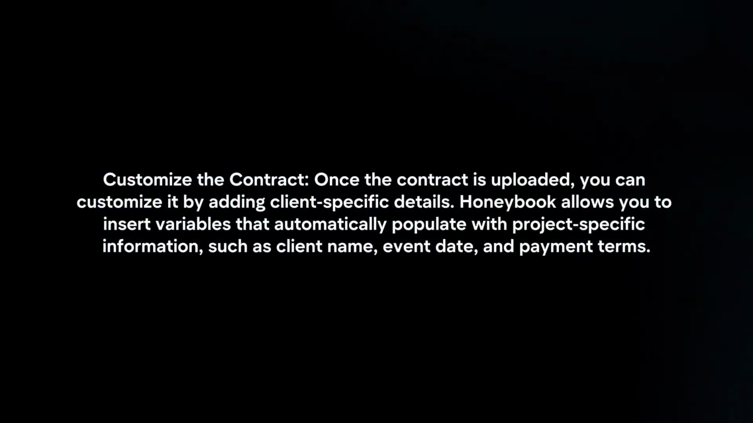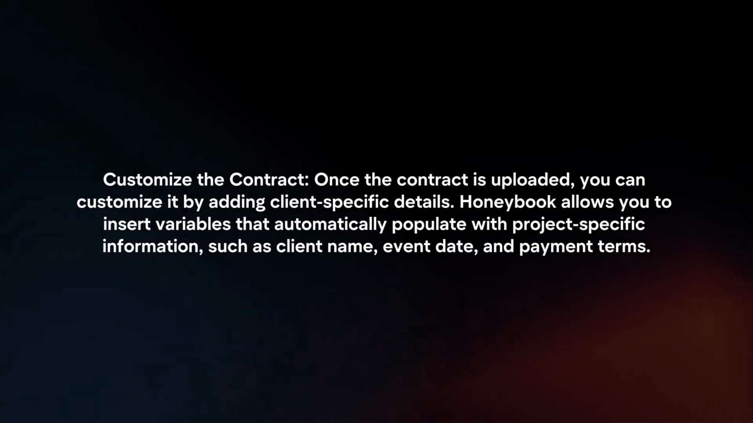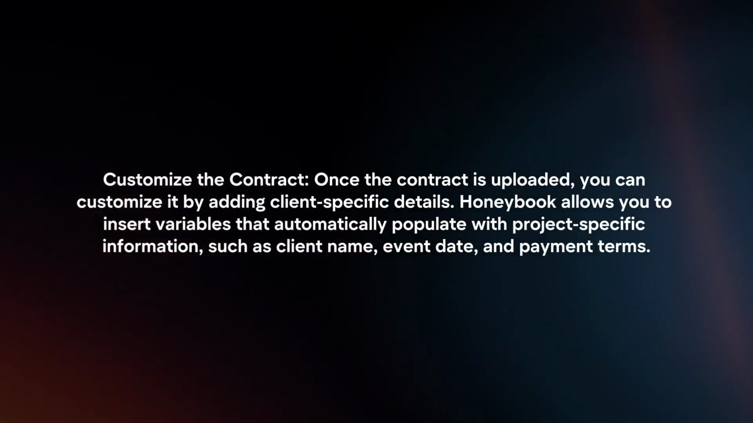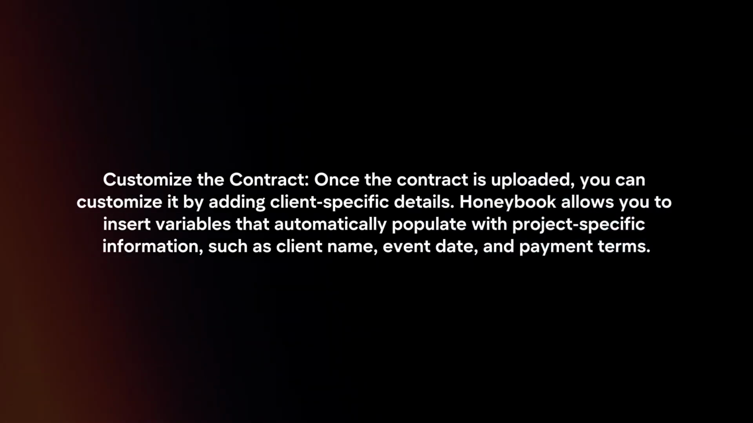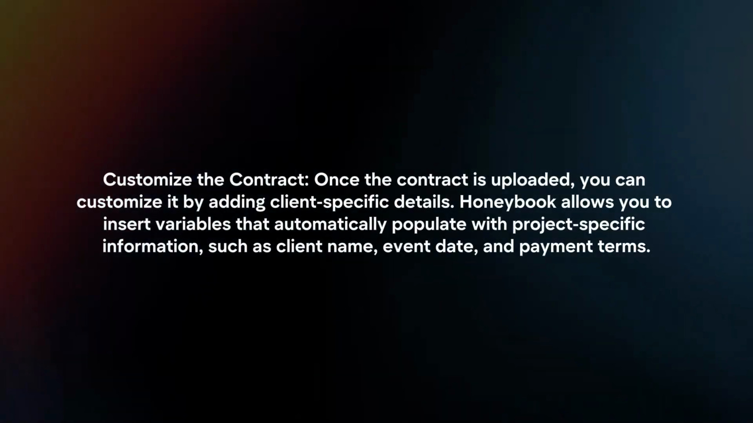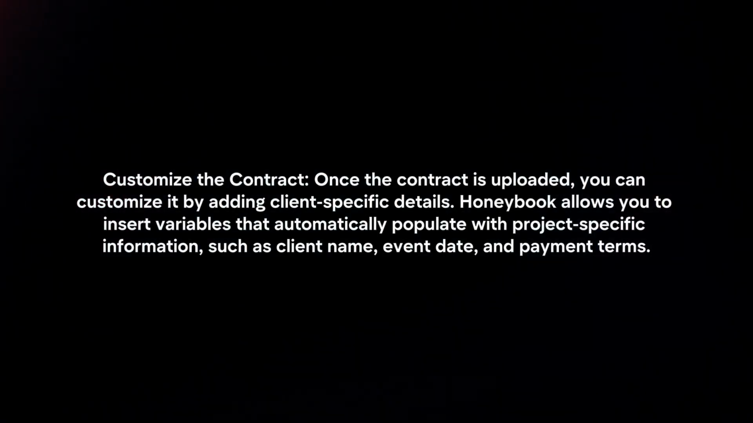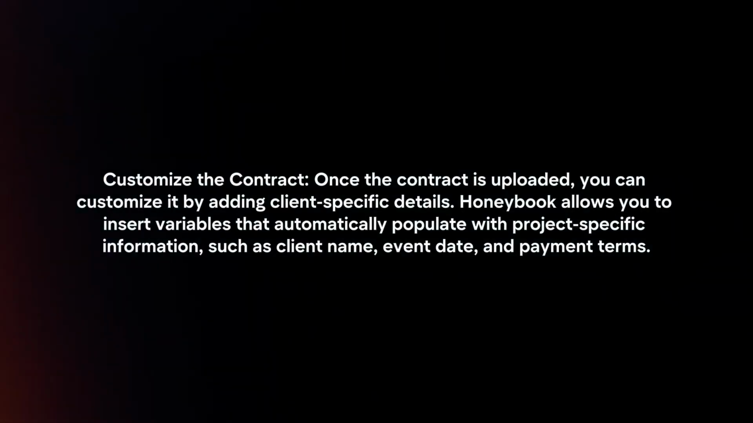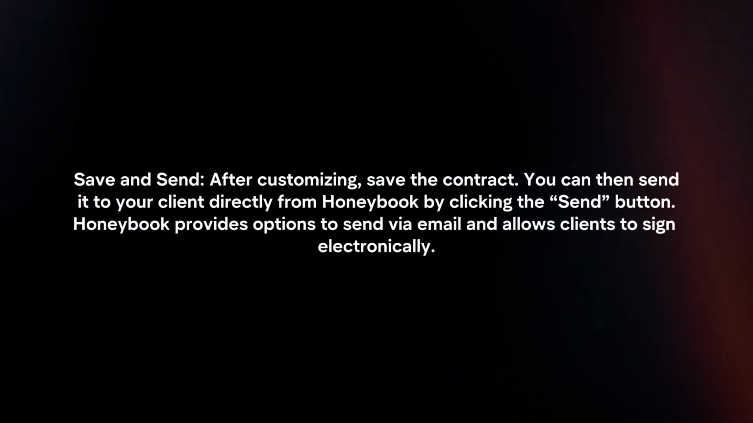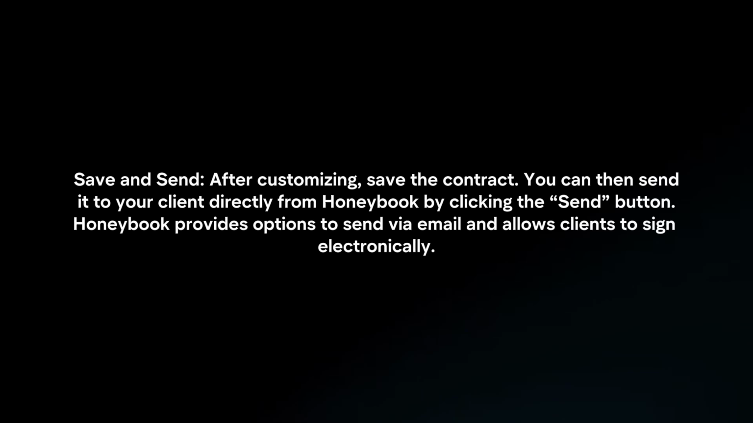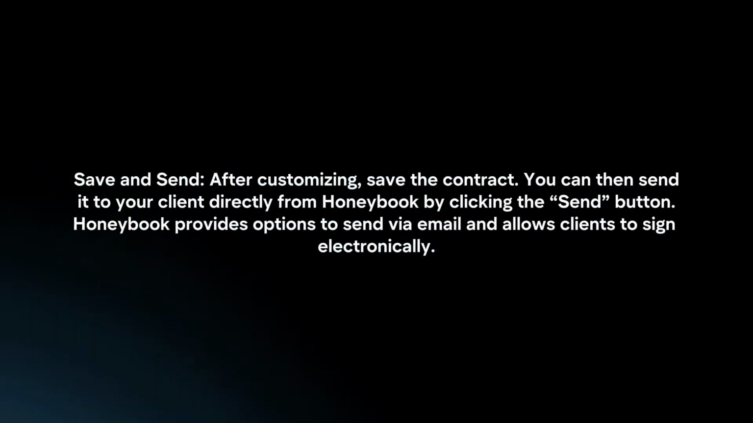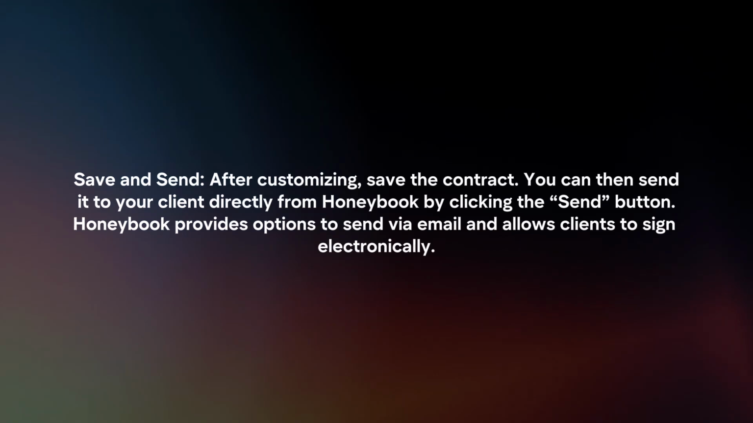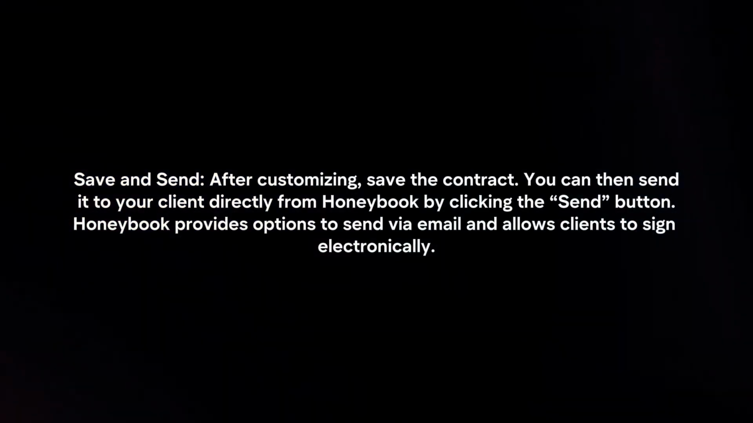Customize the contract. Once the contract is uploaded, you can customize it by adding client-specific details. Honeybook allows you to insert variables that automatically populate with project-specific information, such as client name, event date, and payment terms. Save and send. After customizing, save the contract. You can then send it to your client directly from Honeybook by clicking the Send button. Honeybook provides options to send via email and allow clients to sign electronically.